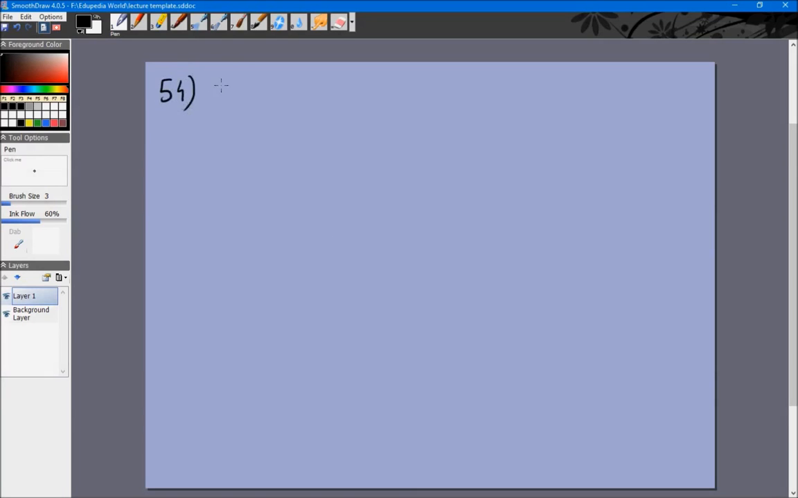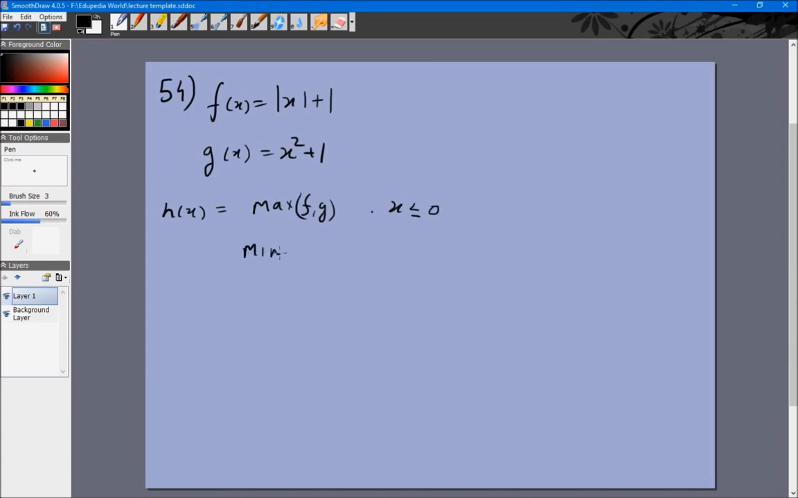Let's do 54. We are given f(x) is mod x plus 1 and g(x) is x squared plus 1. h(x) is max of f and g for x less than equal to 0 and minimum of f and g, which means whichever one is smaller, for x greater than 0. So this question can be very easily solved using the graph.